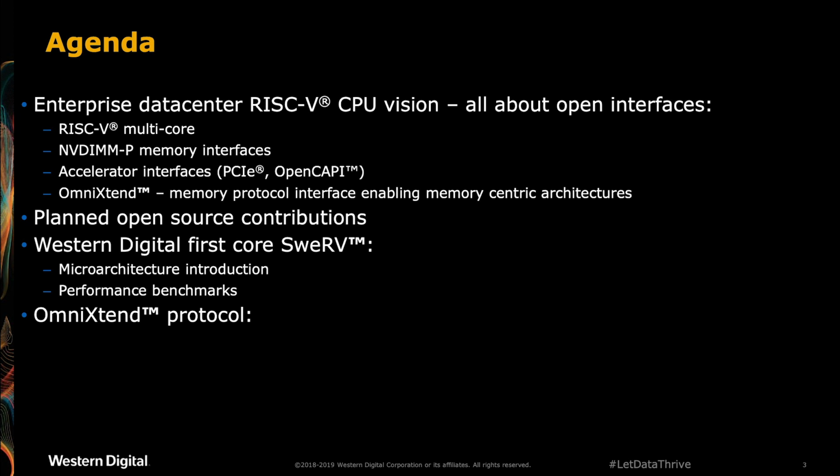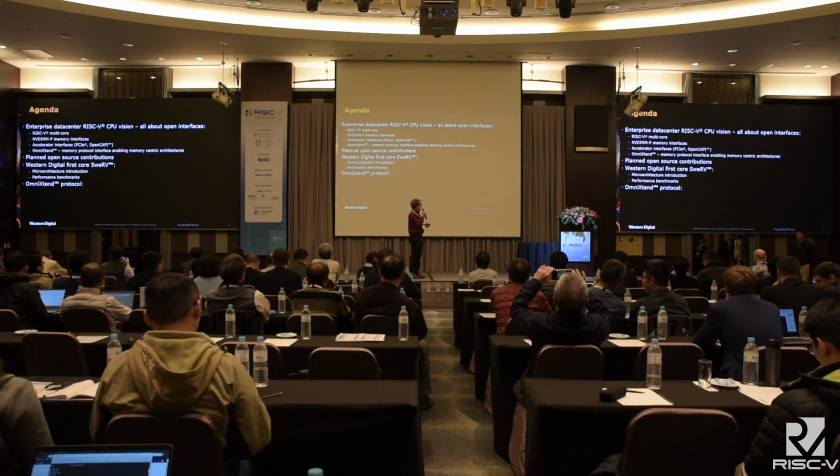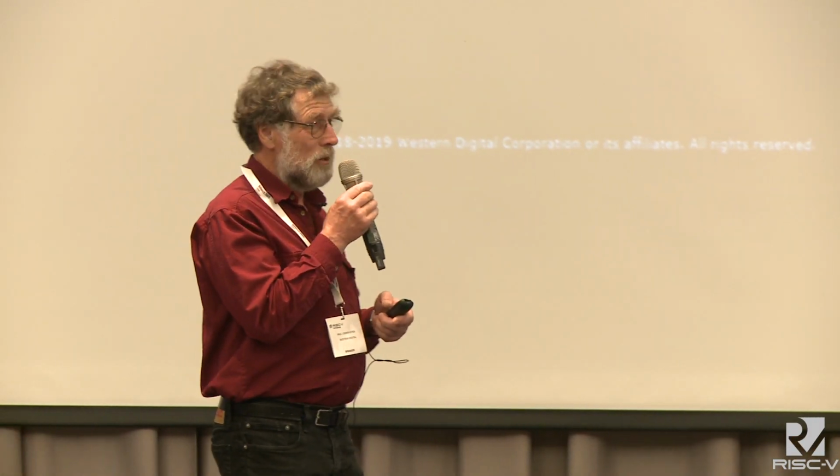So we have RISC-V multi-core processors connected to this, or persistent memory interfaces, or accelerators connected via PCIe or OpenCAPI or other. And this is the OmniExtend, which is the memory protocol interface for enabling memory-centric architectures. So it's a coherent interface.